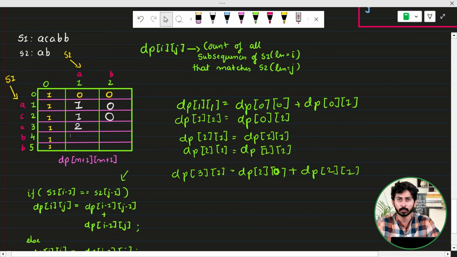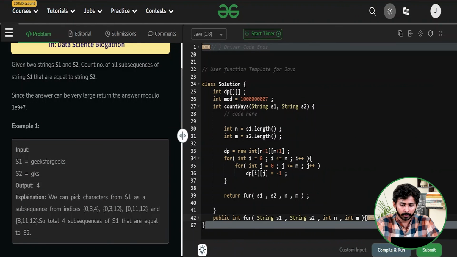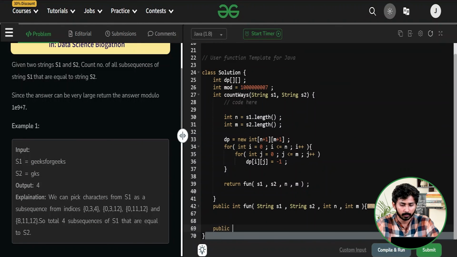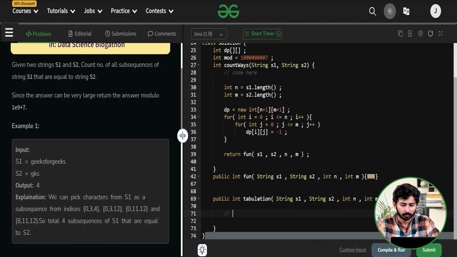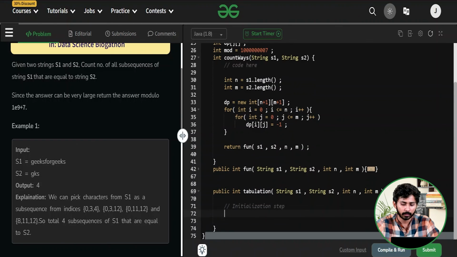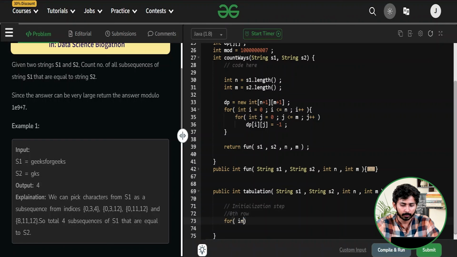I'll try to code this. Let's see. So I'll create a new function over here. So public, I'll say int, and I'll say tabulation, string s1, string s2, integer n, integer m. Okay, so now the initialization step. First of all, I'll fill the 0th row. So for integer j equals to 0, j is less than or equal to m, and j plus plus, dp of 0th row, that means row number will be 0, is equivalent to 0.